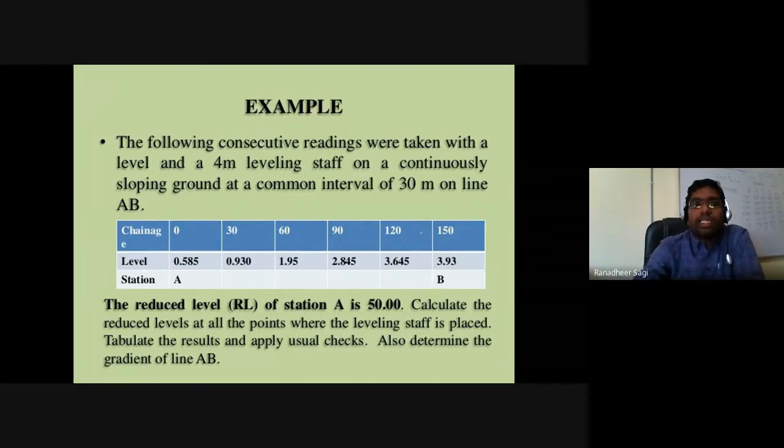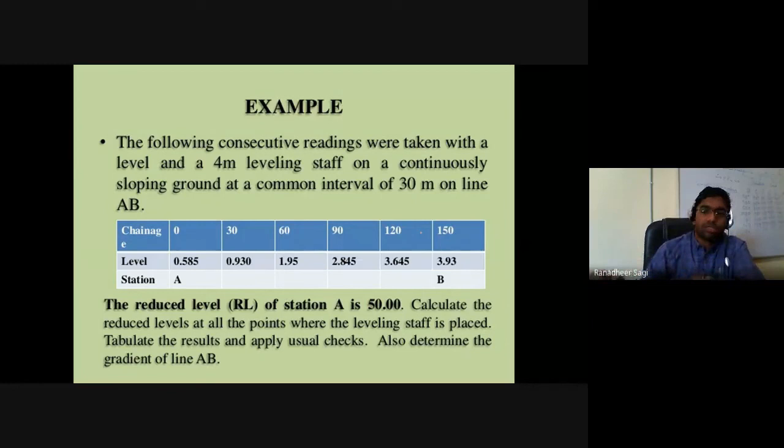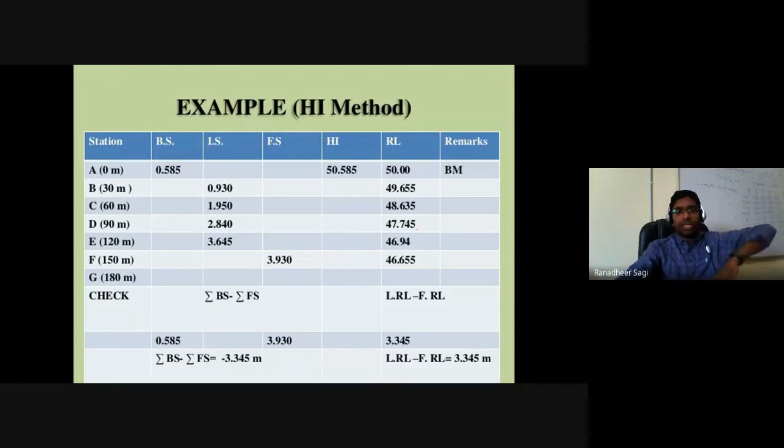And here is another example for you to solve. In this problem also you are asked to calculate the gradient of the line AB. So first we should calculate the RL of all those points, and once the RL of all those points is known, then the difference in RL values corresponding to point A and point B, divided by the length of chainage between point A and point B, that is here 150 meters, gives you the gradient value corresponding to points A and B. The gradient value calculation is not shown in the slide, but you can go on to calculate that gradient value.